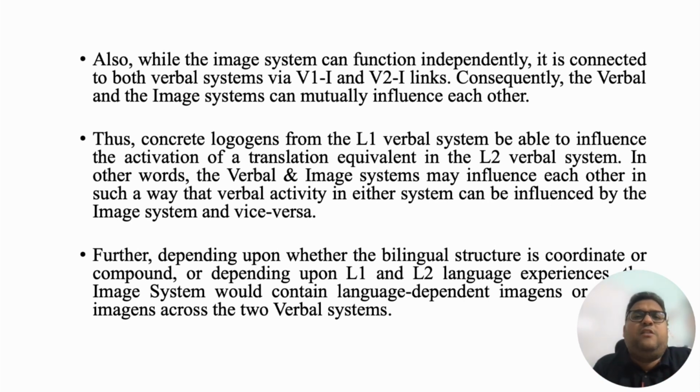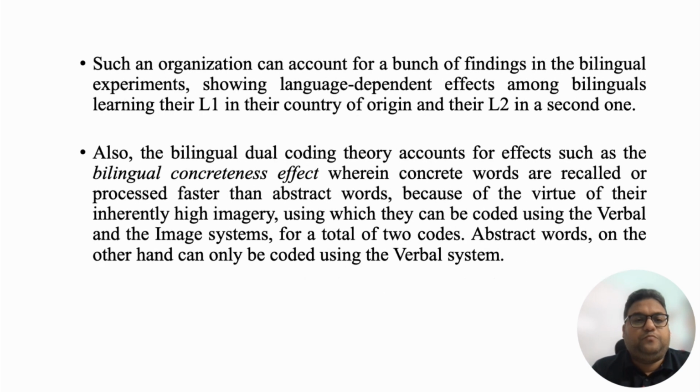If you are seeing something and an image of that is generated, the image can prompt verbal candidates in both L1 and L2 systems, or it could prompt a candidate in the L1 system, which by virtue of its connection to the L2 system will prompt a candidate there as well. So depending upon whether the bilingual structure is coordinate or compound, or depending upon L1 and L2 language experiences, the imaging system would contain language-dependent or language-specific images across the two different verbal systems.